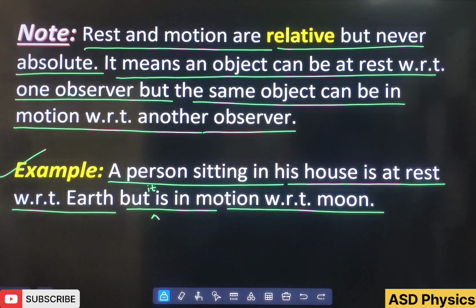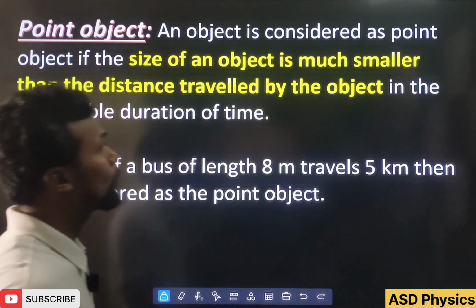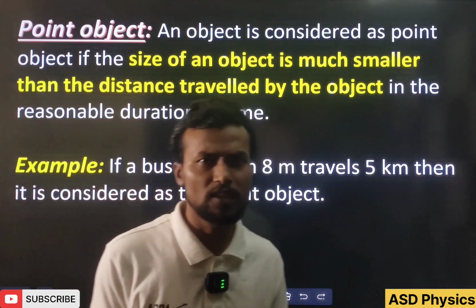Okay, so you can be at rest also, you can be in motion also, depending upon who is the observer. Remember that here. Okay, great. Now students, next one, the point object, because full physics revolves around the point object.